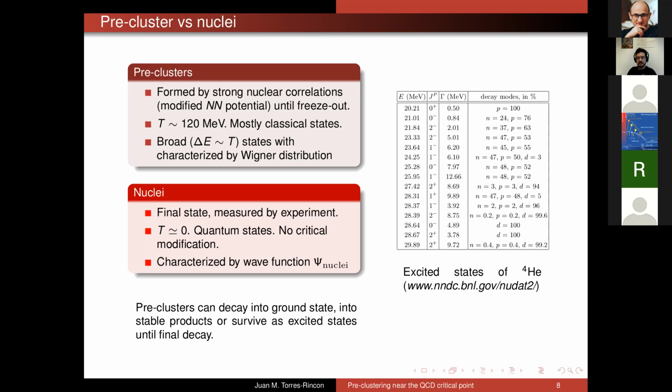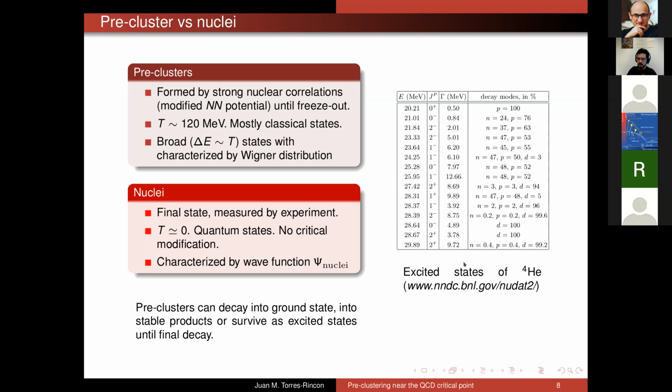Now the thing is that these preclusters that can form due to the modification of the potential can eventually decay into the ground state of these nuclei. They might simply melt. They might simply decay into, say, protons and neutrons. But in any case, you can assume that they are formed close to these temperatures. For example, I show you here some excited states of helium-4. That would be, if you want, four-nucleon correlations, which are excitations of the ground state, helium-4.